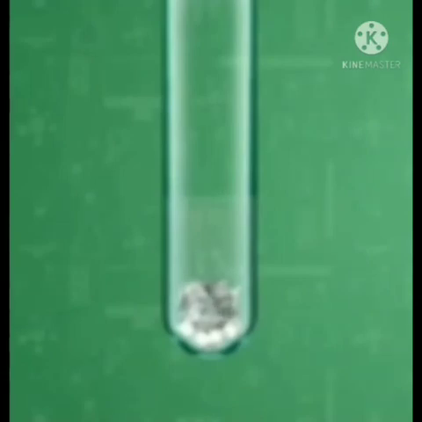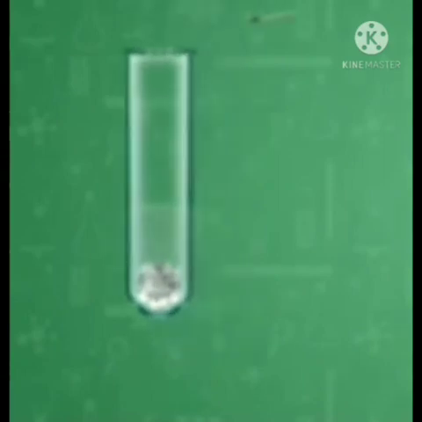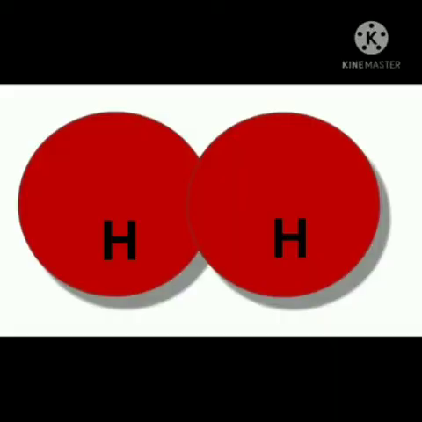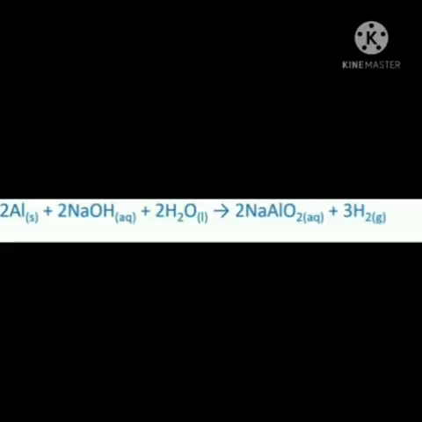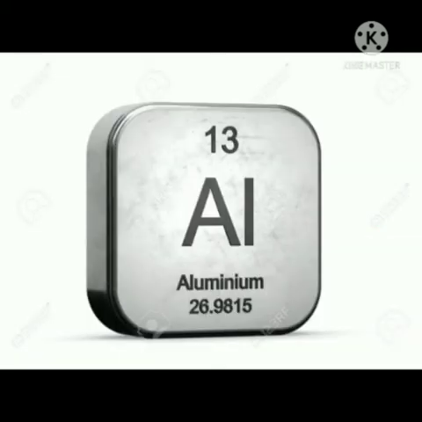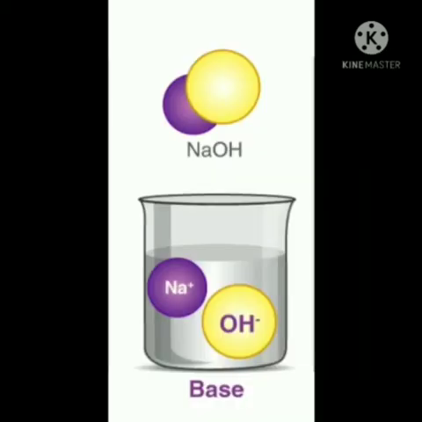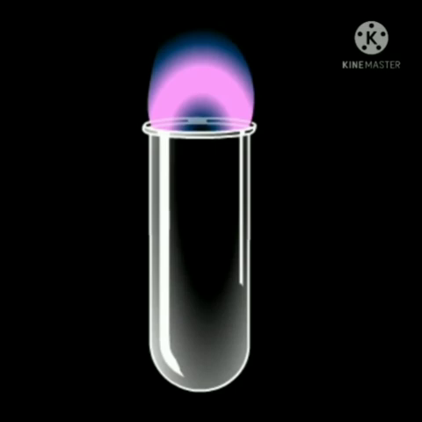We can see bubbles of gas in the solution. Bring a burning matchstick near the mouth of the test tube. The pop sound indicates that hydrogen gas is evolved during the reaction. Aluminium reacts with sodium hydroxide and water to give rise to sodium aluminate and hydrogen gas. This activity shows that a reactive metal like aluminium reacts with solution of bases to form hydrogen gas.